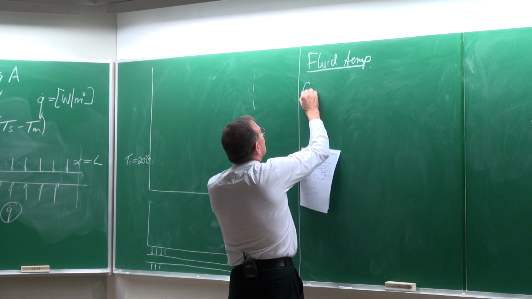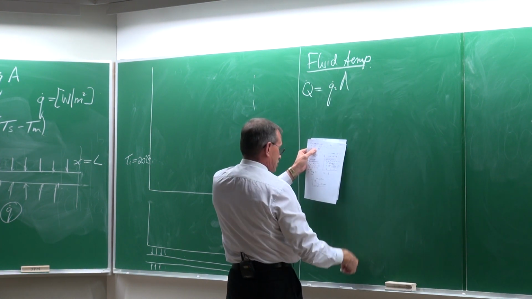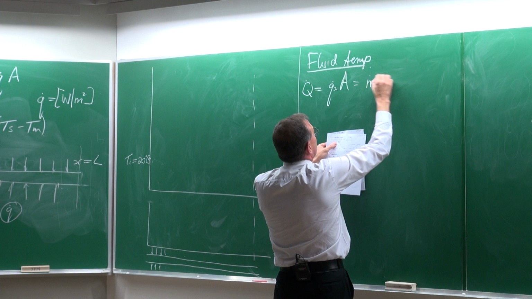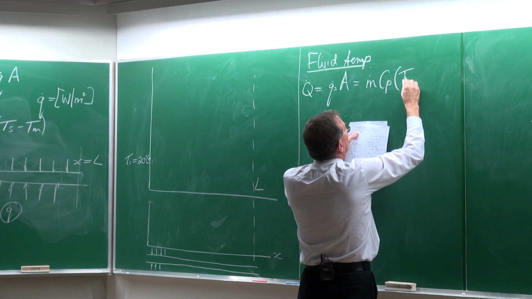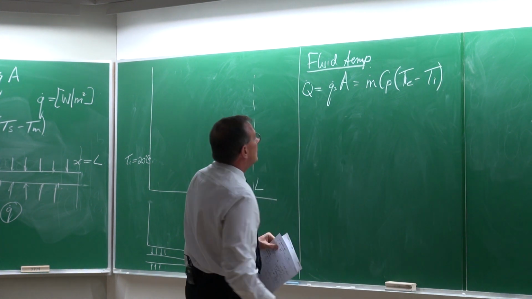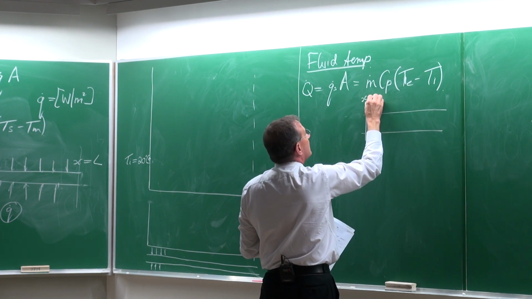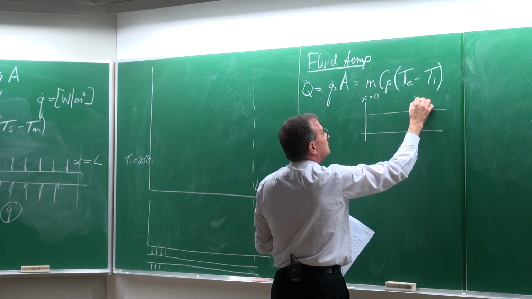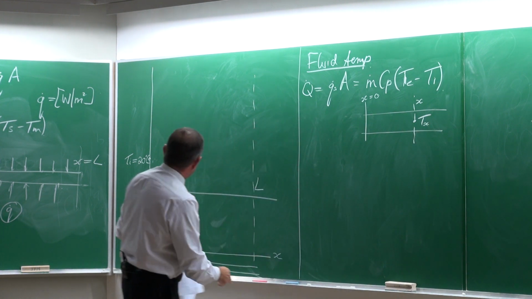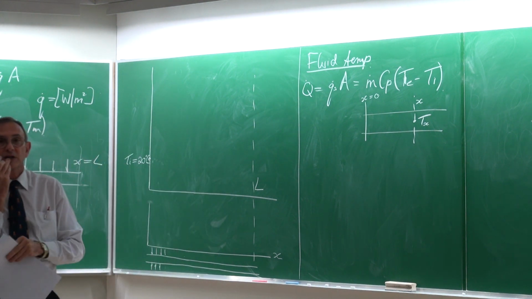In general, we can say that the heat transfer rate is equal to the heat flux qs multiplied by the surface area, and that is equal to the mass flow rate times Cp multiplied by the outlet temperature minus the inlet temperature. If that is the tube and that is x equals 0, we are also interested to know what the temperature would be at x. So that would be at any point inside the tube. And let's see if we can determine that.